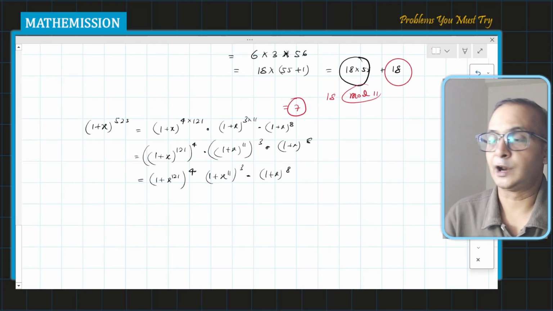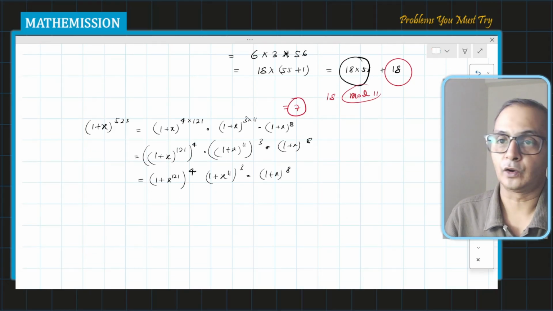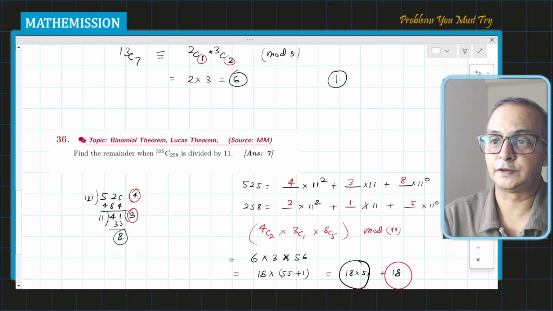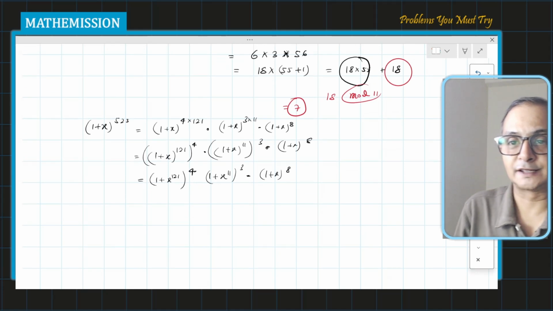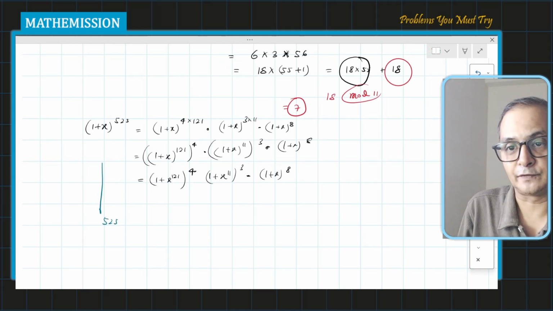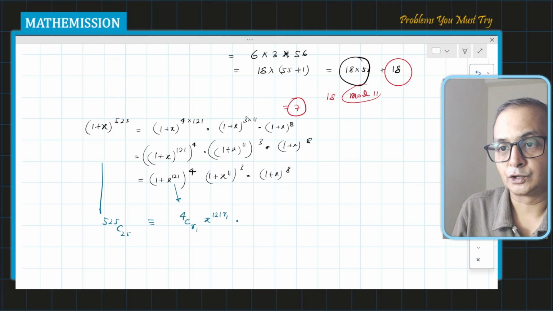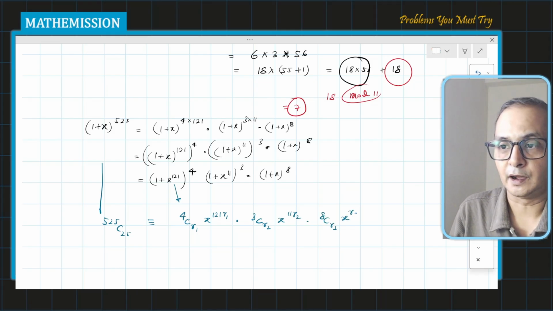And now we are looking for the coefficient of x to the power 258. So this side I'm getting here 525 C 258, and equivalently we are getting here, first I write this thing as 4 C R1, and x to the power 121 into R1 into 3C R2, x to the power 11 into R2, and 8C R3, x to the power R3.